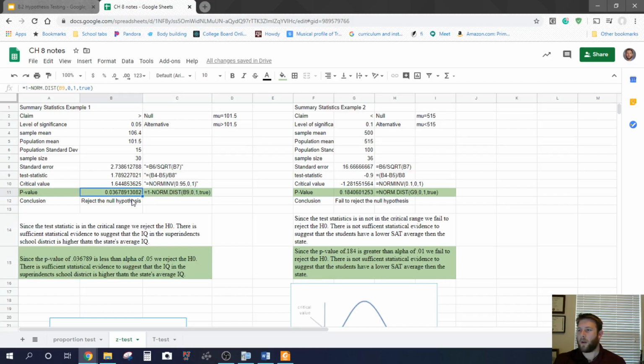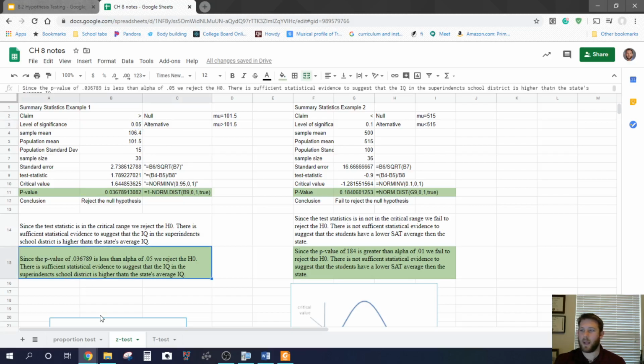What we're going to do now is take this value and compare it to this alpha right here. Clearly, the p-value is less than alpha, and that's what I'm going to say in this little statement. Since the p-value of 0.036, you only really need three decimal places here, is less than an alpha of 0.05, and because it's less than, we reject the null hypothesis.